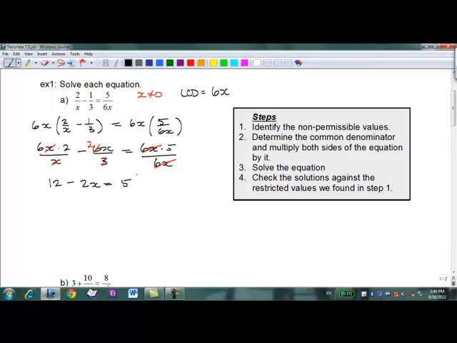And we get 12 minus 2x equals 5. Let's subtract 12 to get negative 7, and divide by negative 2, which gives me 7 halves. So 7 halves is my answer. I think our last step here is to check the solutions against the restrictions, the non-permissible values. Our non-permissible value for this was that x couldn't equal 0. I got x equals 7 halves, so that works out.